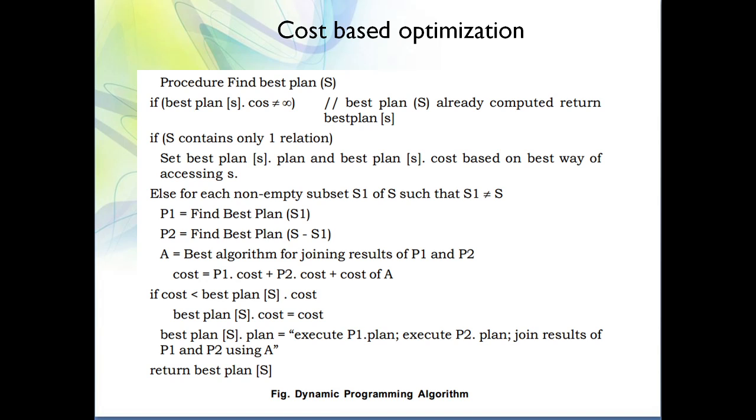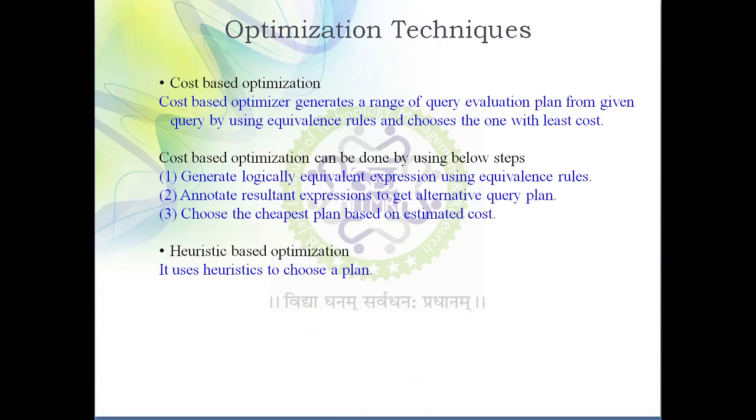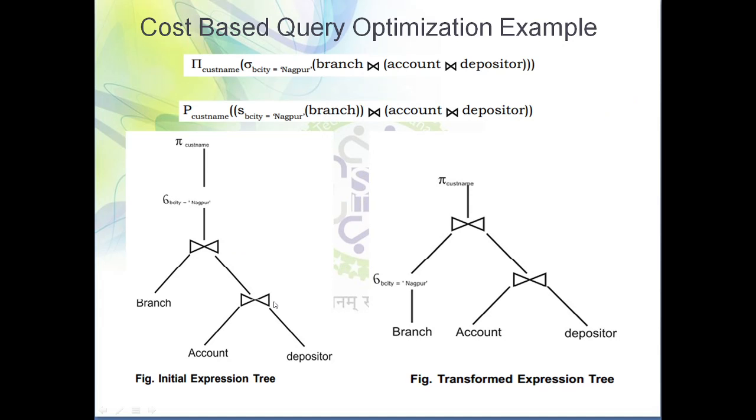Okay. So this is what cost based optimization is. I hope you understand the cost based optimization techniques. So these three major steps are there: generate logically equivalent expressions, annotate the resultant expressions, and choose the cheapest plan. So these are the three steps involved in cost based optimization.